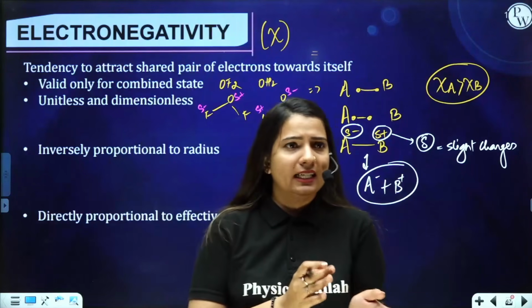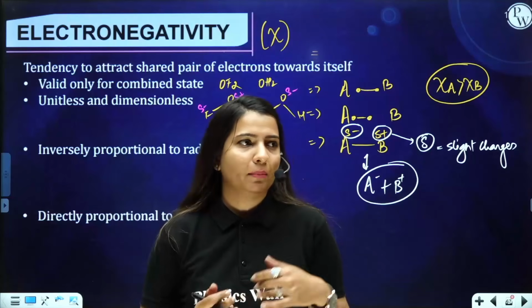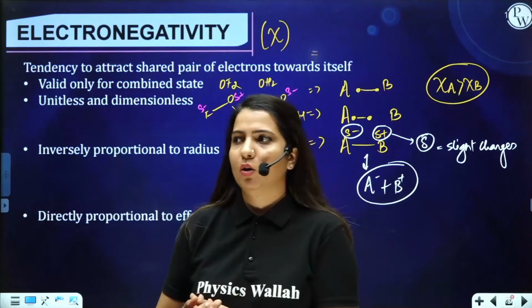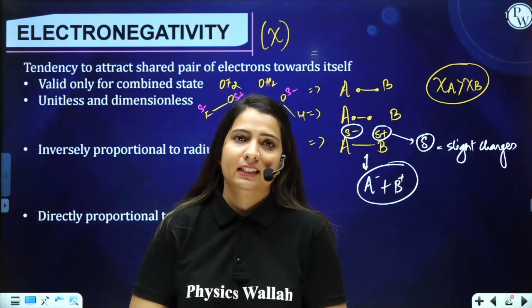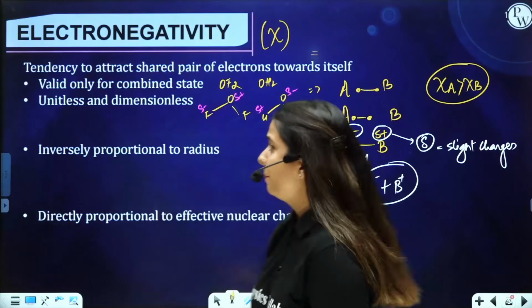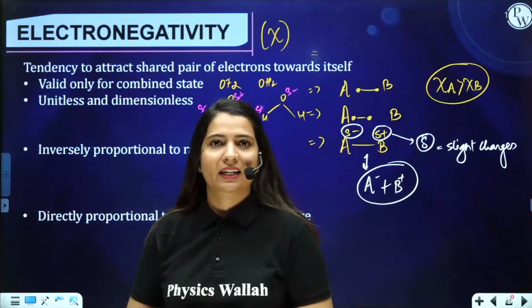We talk about these things in terms of the compounds present. In some compounds it might be more electronegative, in some compounds it might be less electronegative. So we talk in the combined state for electronegativity. Okay, it is unitless and dimensionless, it does not have any unit or any dimensions.